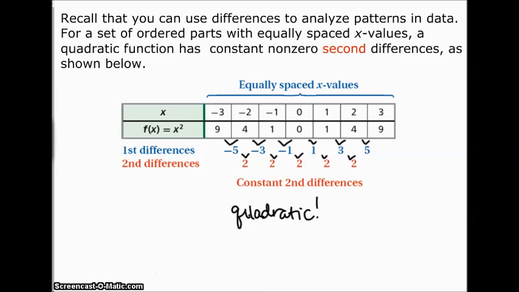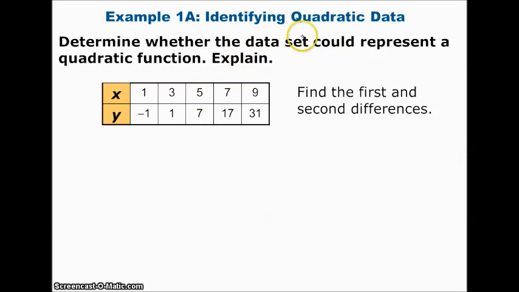Alright, so let's do some examples. To determine if this is a quadratic function, we need to subtract the y values. 1 minus a negative 1 is a 2. 7 minus 1 is 6. 17 minus 7 is 10. 31 minus 17 is 14.